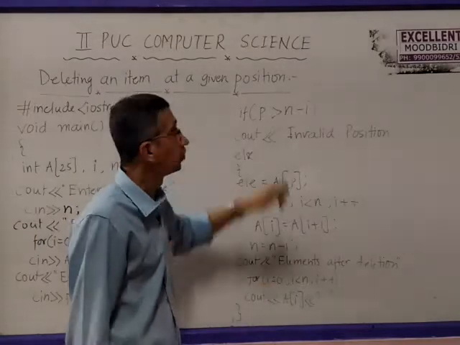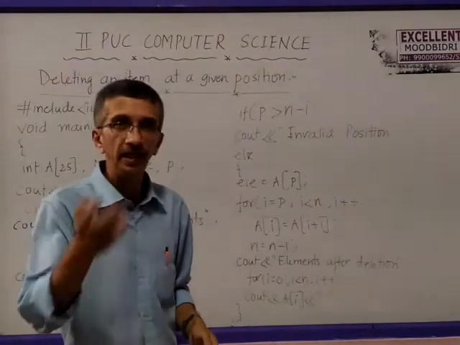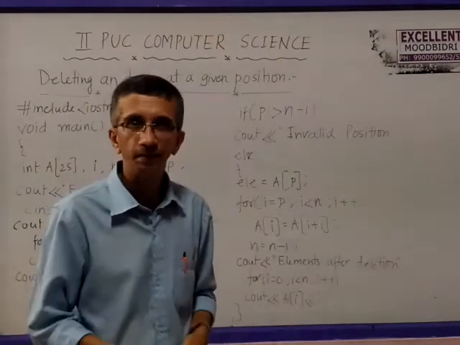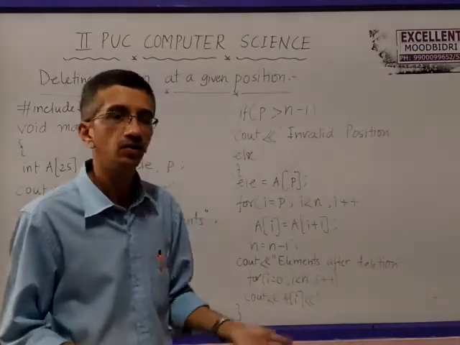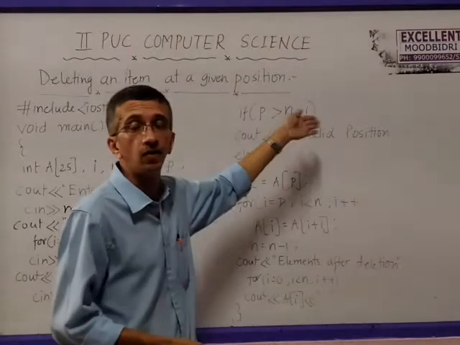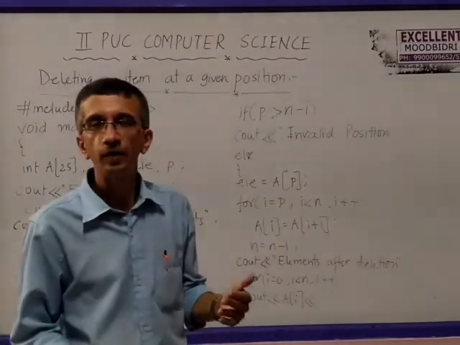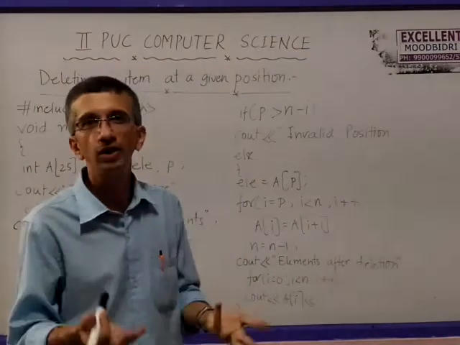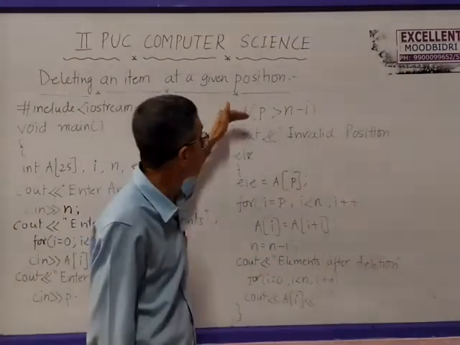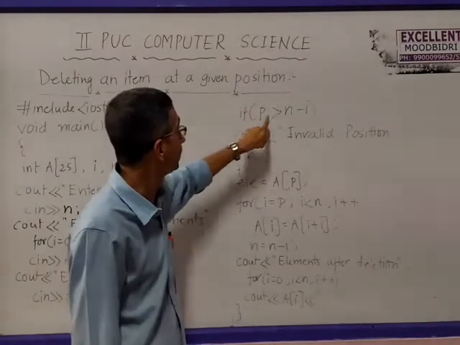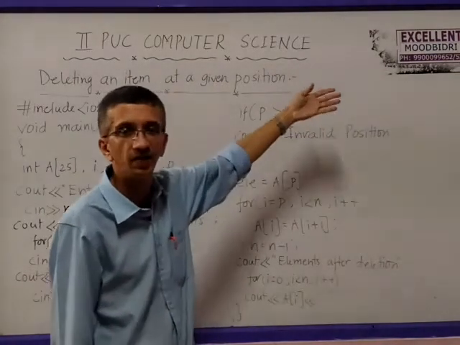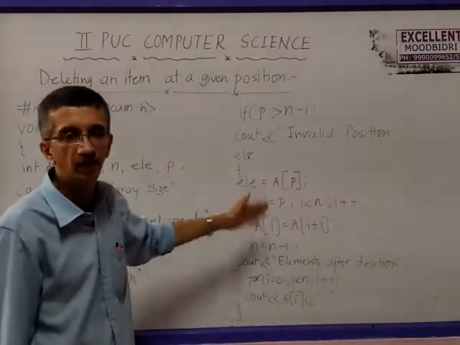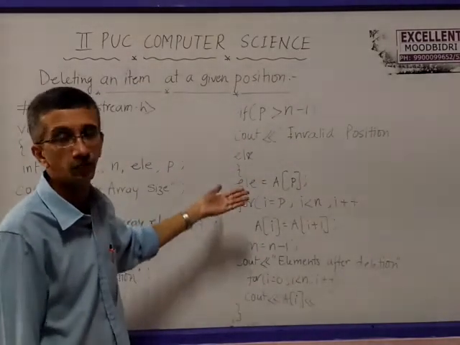If P is more than n minus 1, when you delete, the item at the maximum can be at the index n minus 1. There is no item beyond n minus 1. So when you enter an index like n or n plus 1, for example, if there are 5 items, the last index is 4. You cannot enter 5. 5 is not available. So when you enter a position to delete more than n minus 1, the last index, it is invalid. So you display invalid position. Else, that means you can delete from the given position. Position is valid.